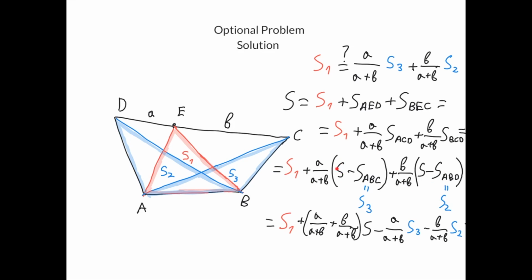The coefficient in front of S, we have A divided by A plus B here, and B divided by A plus B here. So we get the sum of them here. And then minus A divided by A plus B times S3, which is here, and B divided by A plus B times S2, which is here.